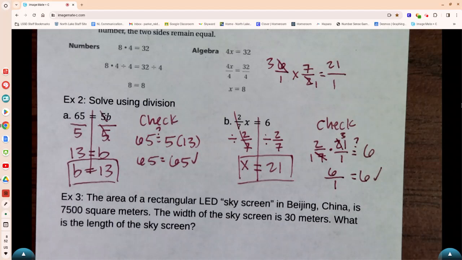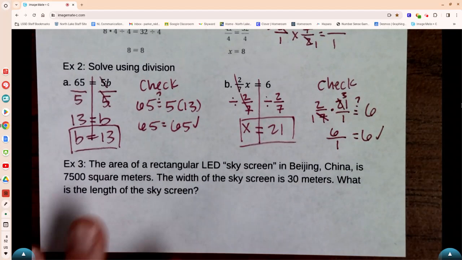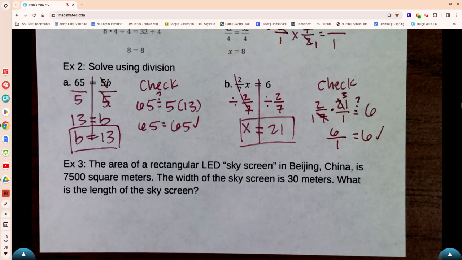All right. One last one. This is our word problem. The area of a rectangular LED sky screen in Beijing, China is 7,500 square meters. The width of the sky screen is 30 meters. What is the length of the sky screen?